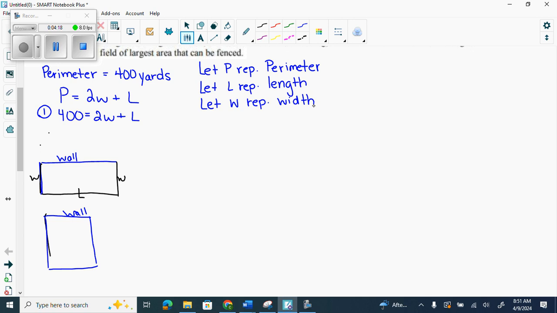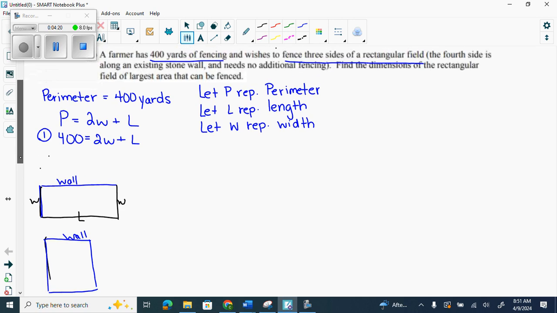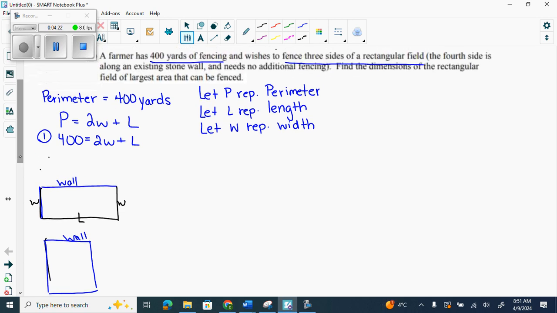Okay, so let's go back up to the question. The 4th side is an existing wall and needs no additional fencing. Find the dimensions of the rectangular field of largest area. So we talked about largest area, so max area. If we're trying to find area, it's length times width. If we're trying to find max area, we're trying to find the critical numbers of the first derivative. That's the difference. First derivative of area, okay?